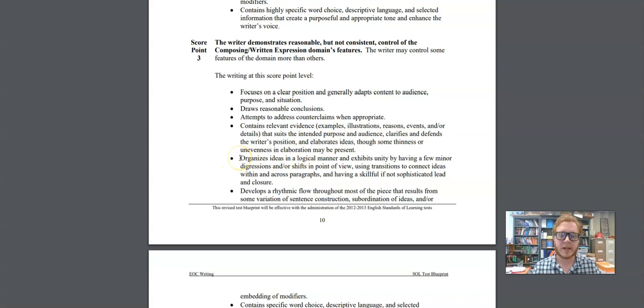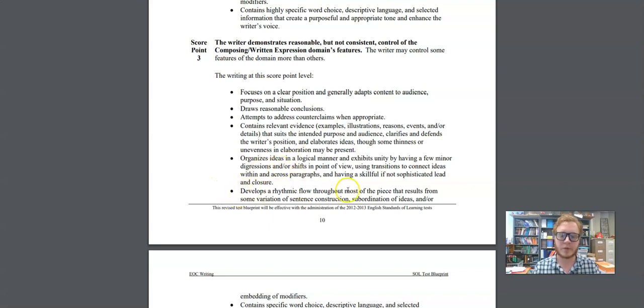The next one, organizes ideas in a logical manner and exhibits unity by having a few minor digressions and/or shifts in points of view, using transitions to connect ideas within and across paragraphs, and having skillful, if not sophisticated, lead and closure. This would be more about the organization of the essay, making sure that it follows the format that I have linked a couple times now. Make sure that you have a hook, make sure that you have a thesis, make sure that you have body paragraphs with transitions, that kind of thing.